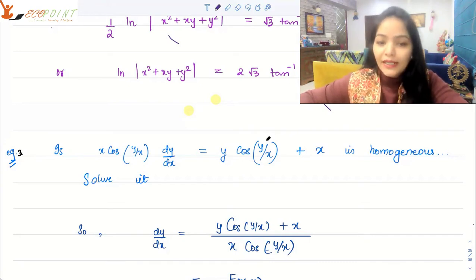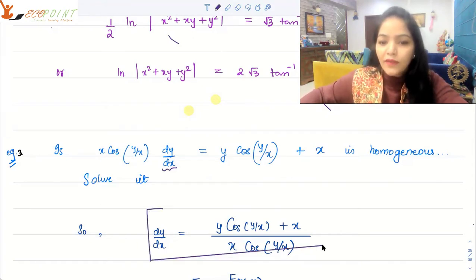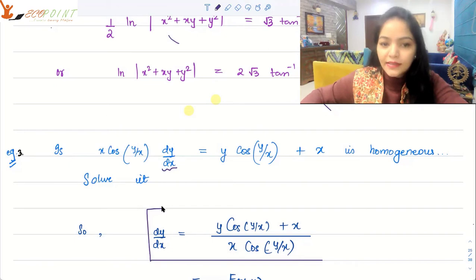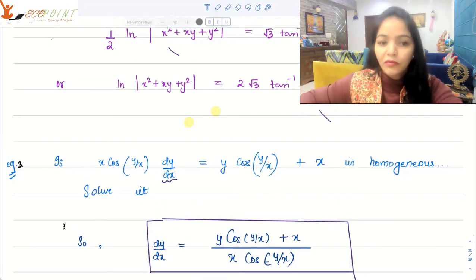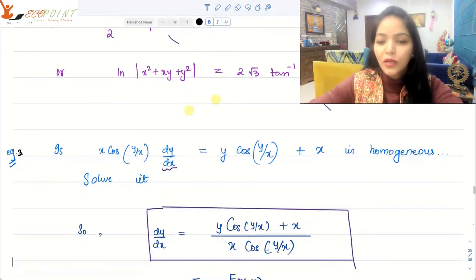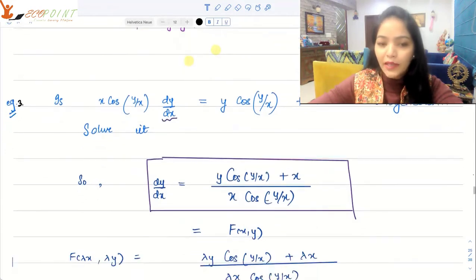Clearly, if you take everything to one side and find dy/dx, dy/dx turns out to be (y cos(y/x) plus x) upon x times cos(y/x). Now, this is of the form dy/dx is equal to f(x, y).